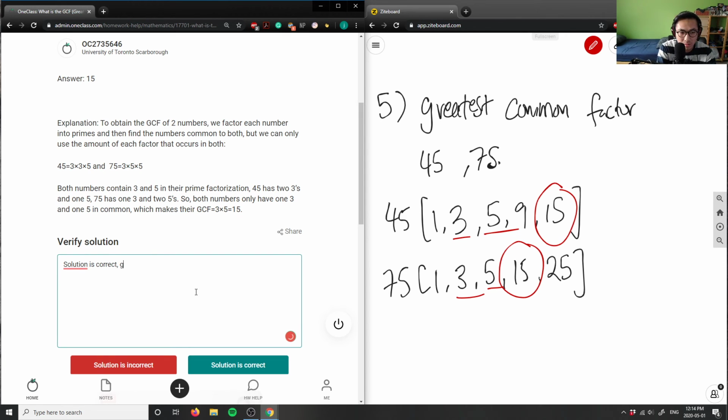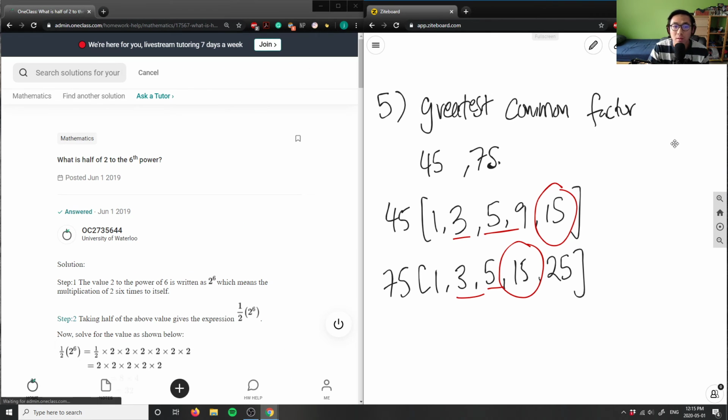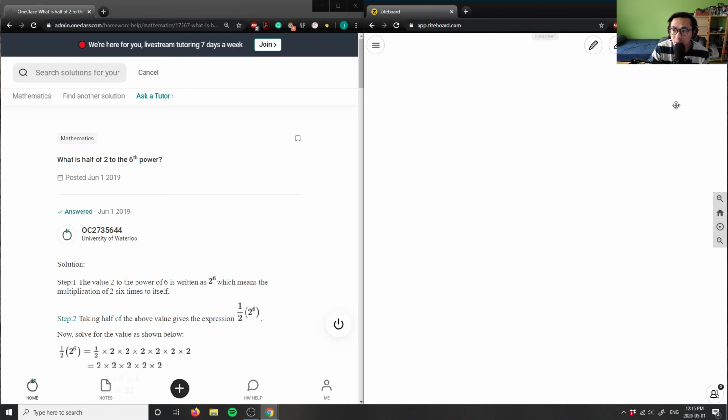Solution is correct. Good explanation. That's number 5. Let's look at number 6. We are pedaling away with these questions here, which is great.